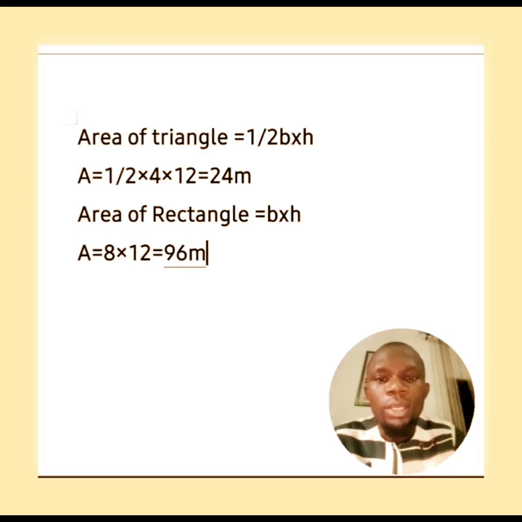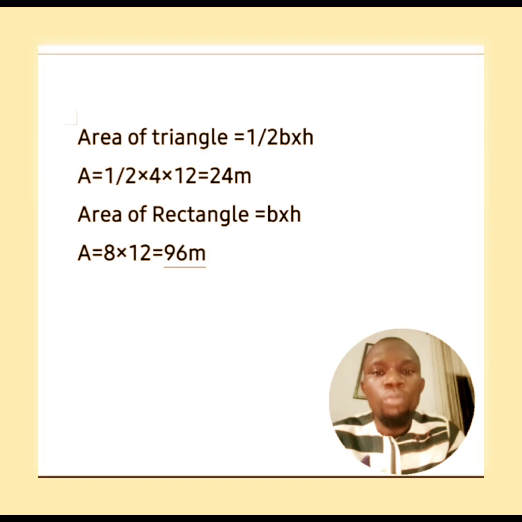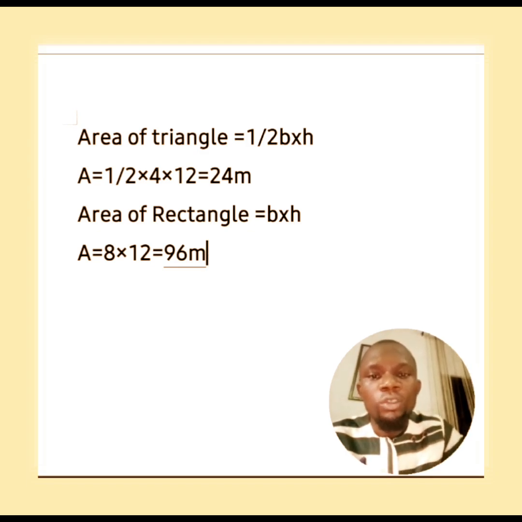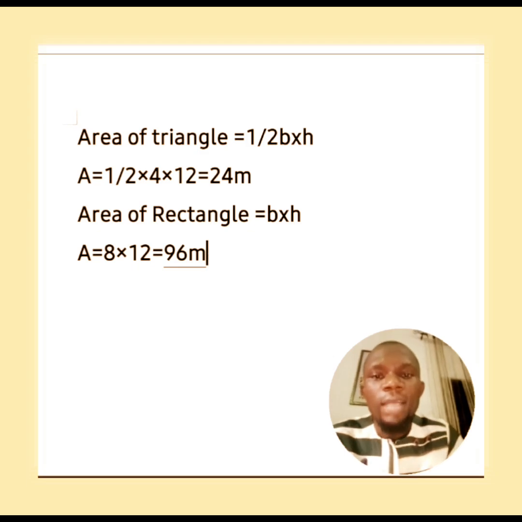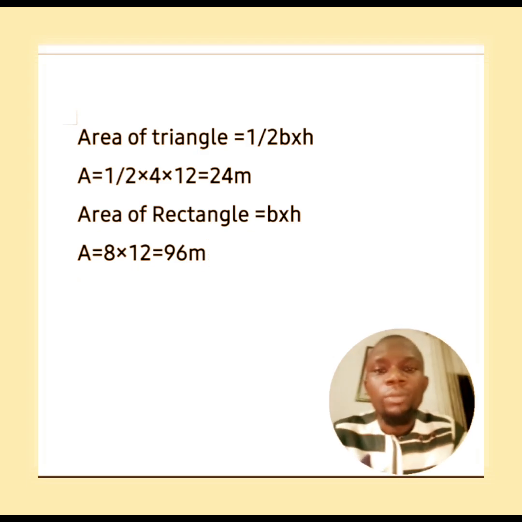Okay, why did I use the base as 8? Because the car continued moving for another 8 seconds. Okay, the first movement was in 4 seconds, the second movement was in 8 seconds. So the base there is 8, and the height there is what? 12. So I've gotten my area of the rectangle.